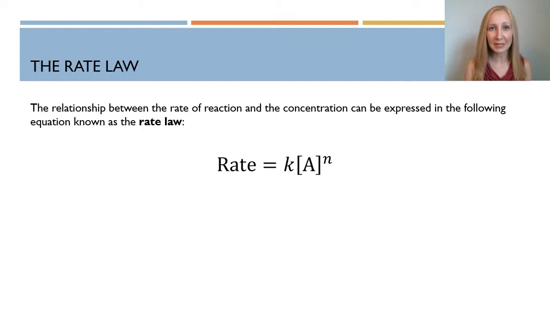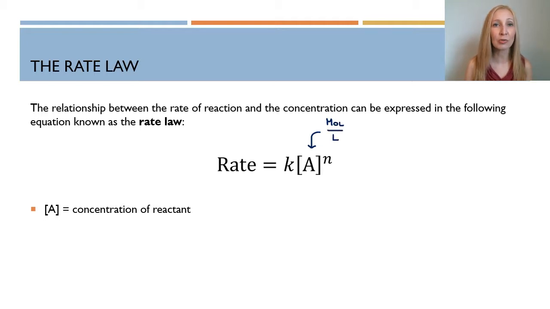This is a formal definition: the relationship between the rate of reaction and concentration can be expressed in the following equation known as the rate law. In this equation, A is going to be the concentration of the reactant, and the units for that will be moles per liter. We're going to use normal concentration units when we do anything related to concentration. K is going to be something called a rate constant. It's unique to each individual reaction, and it's just a number that allows this equation to work. N will be the reaction order.